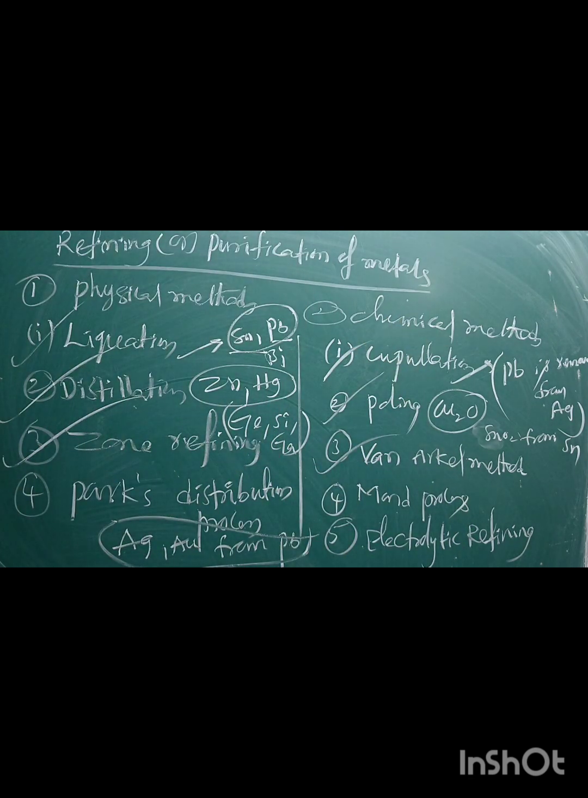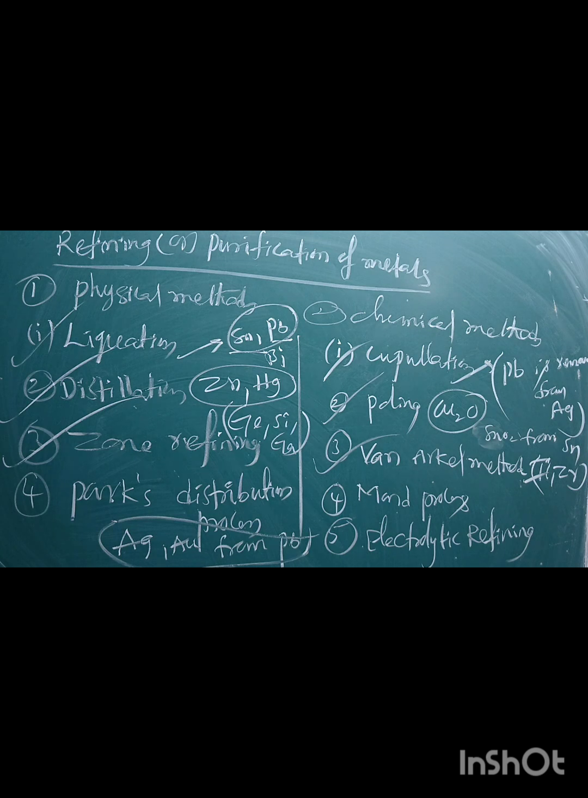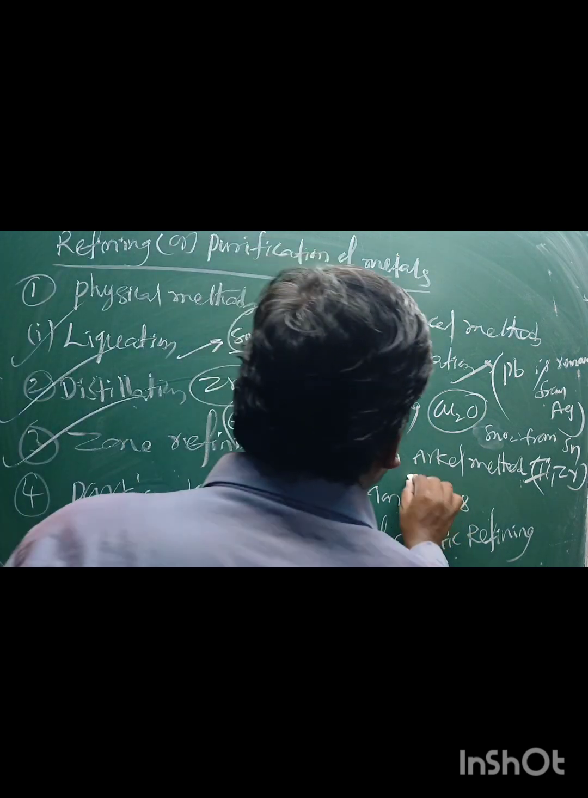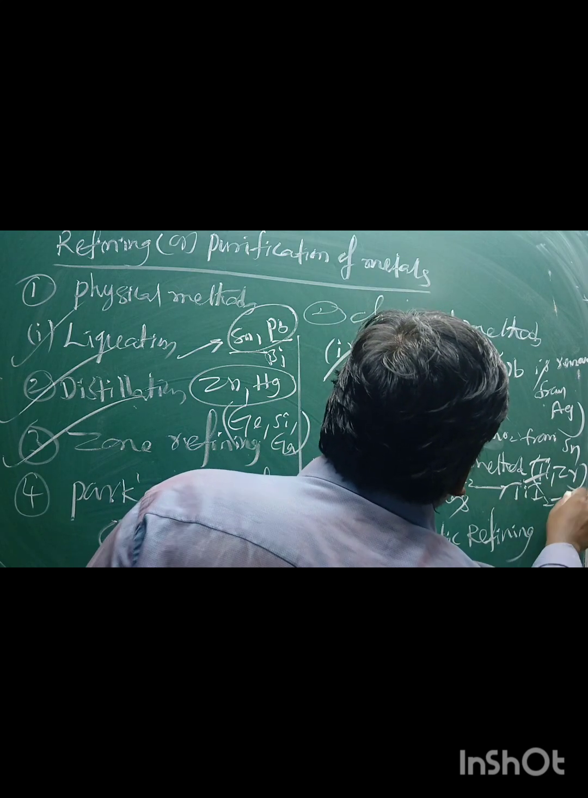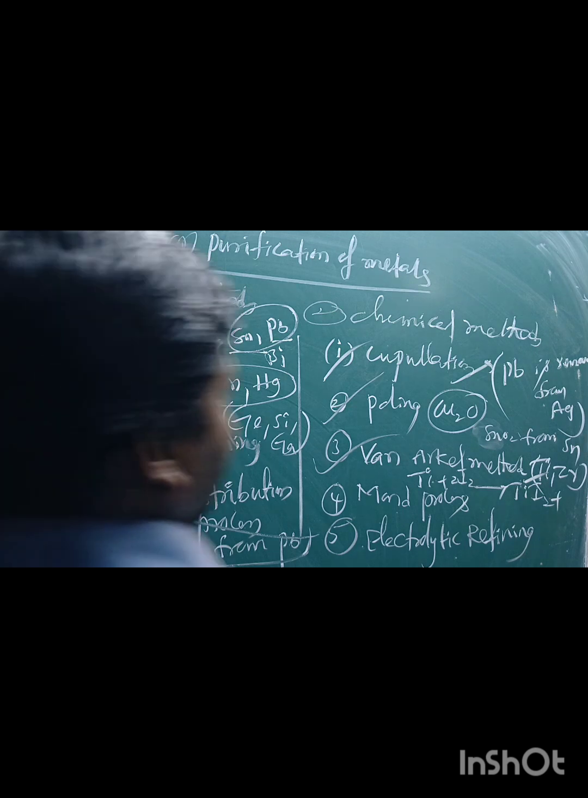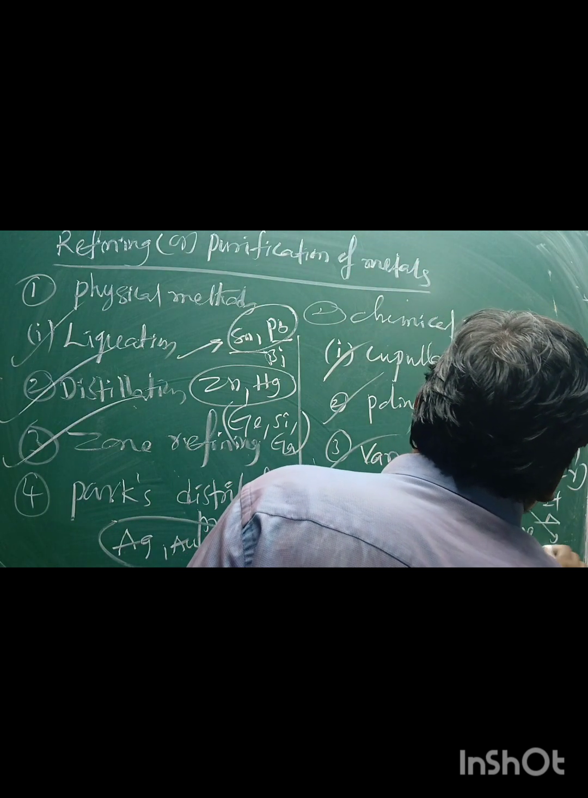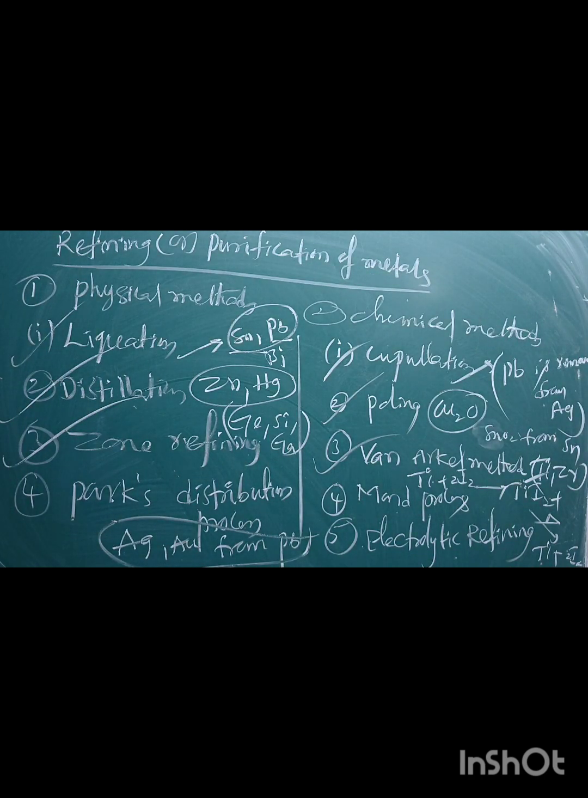Van Arkel process. What is the Van Arkel process? This method is mainly for purification of titanium and zirconium metals. These two metals are purified by the Van Arkel method using iodine. It is called vapor phase refining. Titanium reacts with iodine to form titanium iodide, and on heating, gives titanium and iodine gas. Simply, the titanium and zirconium metals are purified.